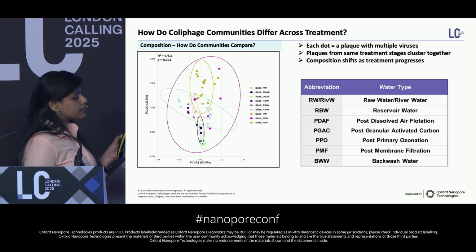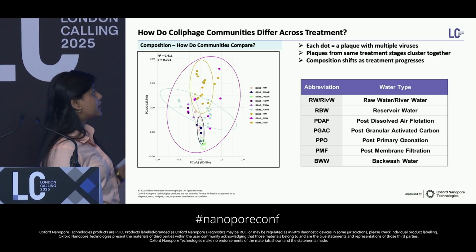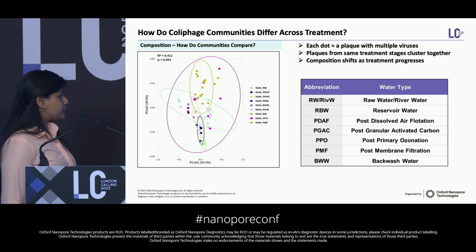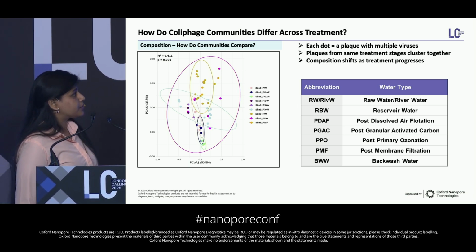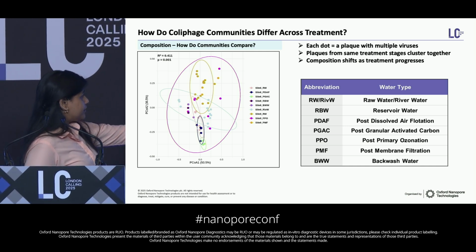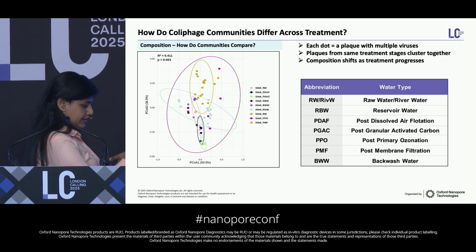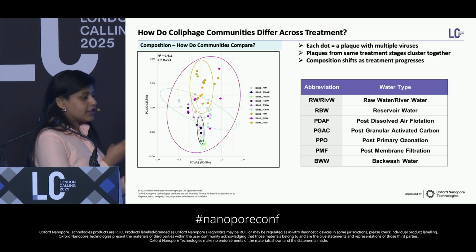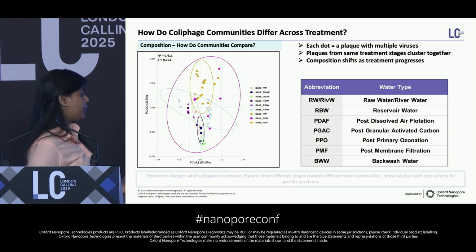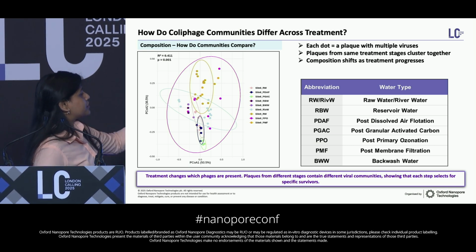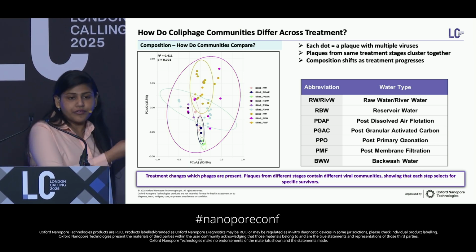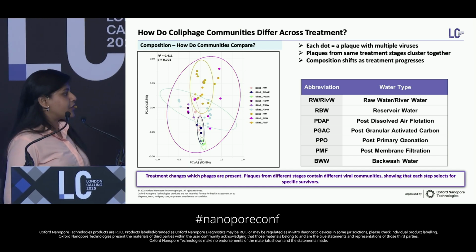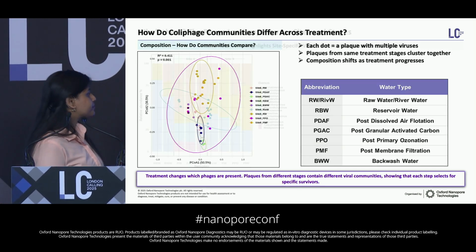Now the question is how these communities differ across the treatment stages. And over here we can see that each dot is a plaque, which represents multiple viruses which we got. And the plaques from the same treatment stage cluster together, and as the treatment differs, you can see each treatment has its own impact and will affect different viruses, restructuring the viral community. And therefore, we see that specific survivors are there. So these will give you an indication of which phages survive which different treatment. And those phages can be used further for monitoring.